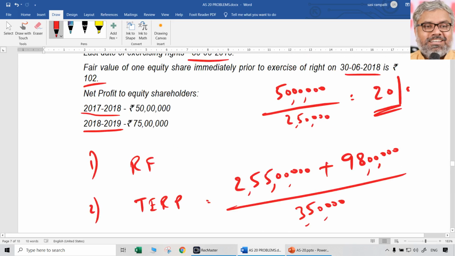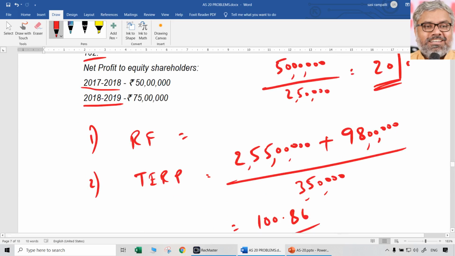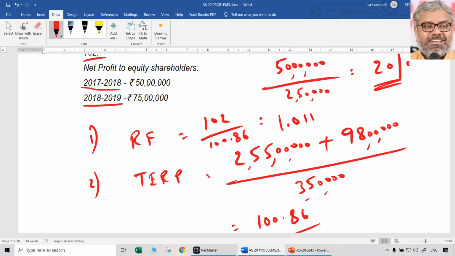100.86. That is the theoretical ex-rights price, but that is not the rights factor. The rights factor is fair value divided by the theoretical ex-rights price. That is 102 divided by 100.86, which is 1.0113.